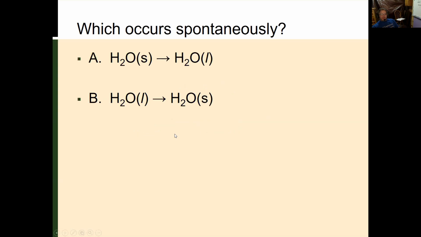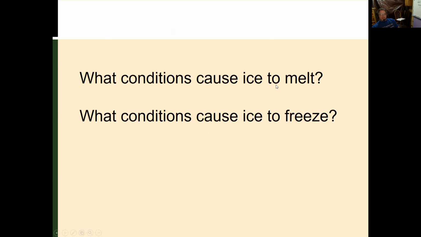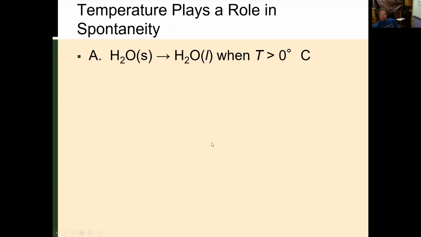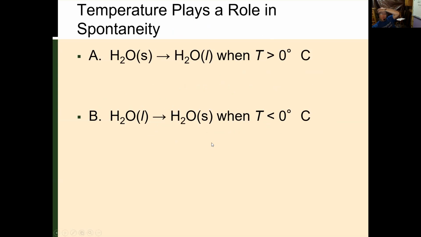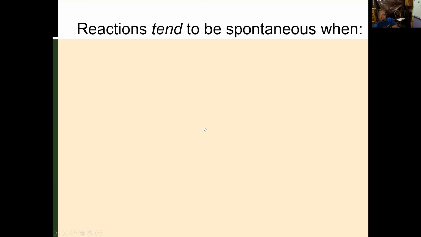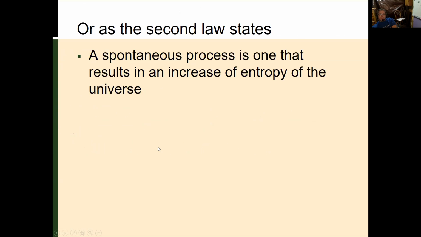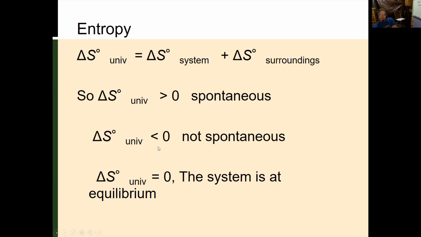And which occurs spontaneously? Okay, trick question, because at some conditions ice is going to melt, and in some conditions ice is going to freeze. So we can take a look at the temperature's role in there. When the temperature is greater than 0 Celsius, we spontaneously go from a solid to a liquid. When it's less than 0, we go from a liquid to a solid. Reactions tend to be spontaneous when we have an exothermic reaction that has an increase in entropy. Or as the second law states, it's one that results in an increase of entropy of the universe.